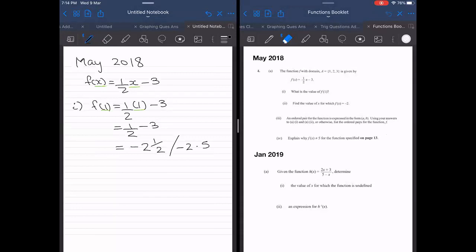So why did I say a half times 1 is a half? Any number multiplied by 1 is just itself. Any number times 1 is just it. So the first one was pretty straightforward.